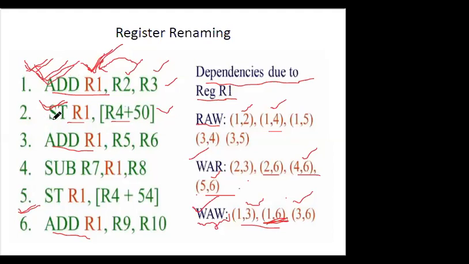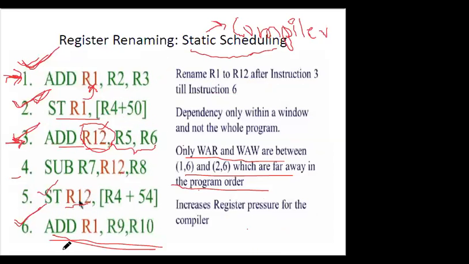Until the fetching of instructions reaches instruction number 6, this first instruction has been executed completely and the value of R1 has been stored where it has to be stored. So by the time we reach instruction number 6, this 1-6 and 2-6 dependency will fade away. This value will be updated and hence they can be operated in the same instruction cycle.